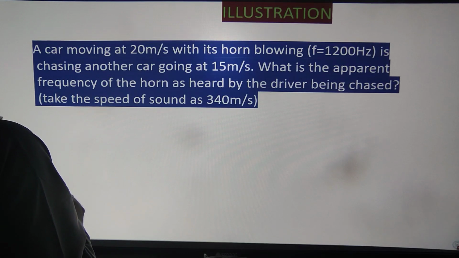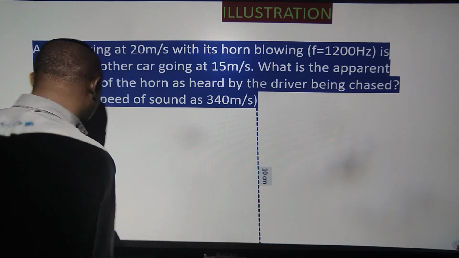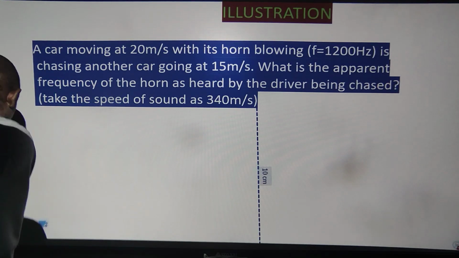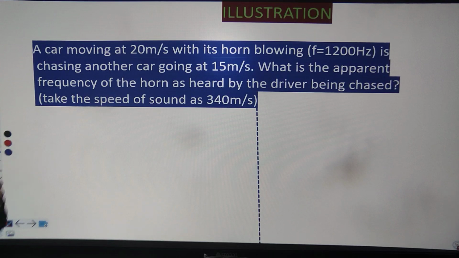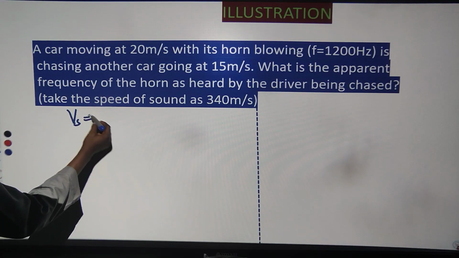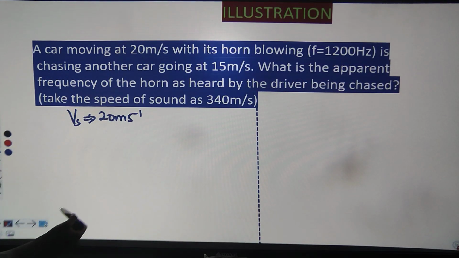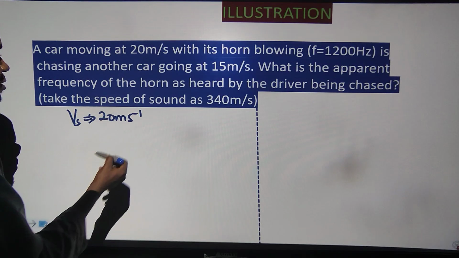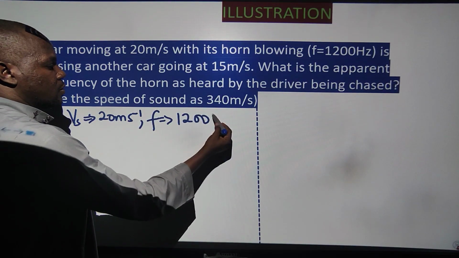Source and the other guy is very important if you are doing this topic. If you don't know how to get the source and the one that is not the source, then you are going to have a lot of issues, which I don't want you guys to have. So the source is moving. You can see 20 meters per second, while its horn is blowing at an initial frequency, I call that F, 1200 Hz.